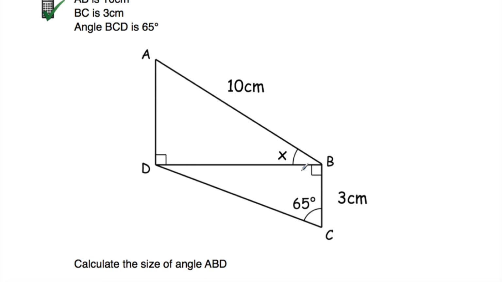So let's focus on the bottom triangle to begin with. Let's look at this triangle and let's label our sides. So we've got the right angle here.